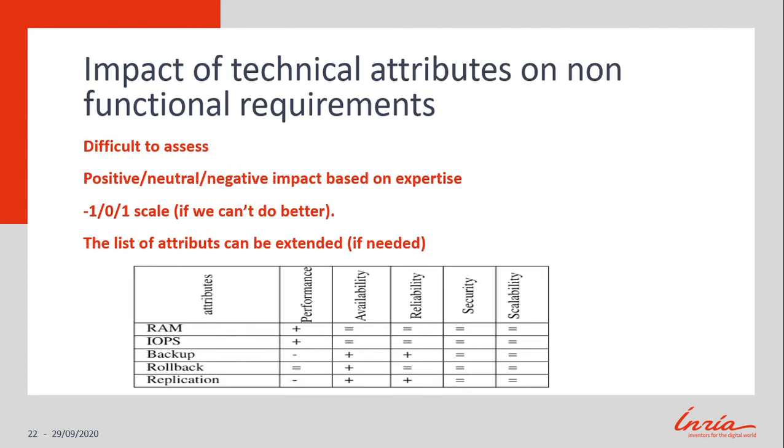Determining the impact of technical attributes on non-functional requirements is a difficult task because it depends on several parameters. Among these parameters is the type of application that architects want to deploy. At this point, we can only indicate whether the technical attribute has a positive or negative influence on the NFR. For example, replication has a positive influence on availability and security and a negative influence on performance.